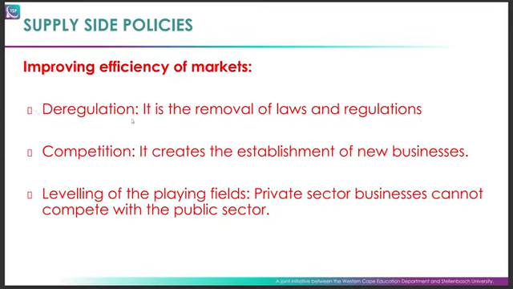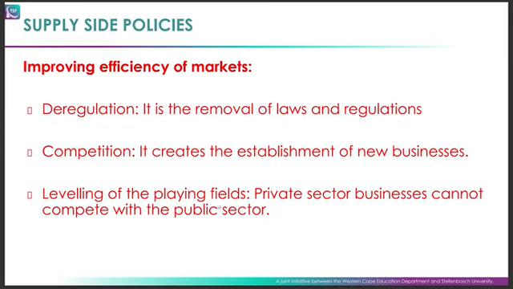So when we speak about the term deregulation, it is the removal of laws and regulations, right? So government will take away some laws and regulations to make it easier for businesses to operate within the market. Competition, they will encourage competition, right? So they will encourage new businesses to open up.